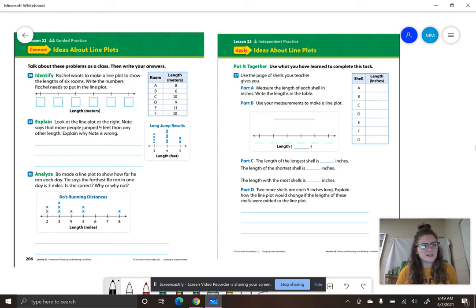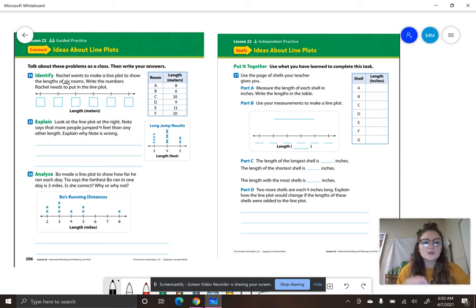It says Rachel wants to make a line plot to show the lengths of 6 rooms. Write the numbers Rachel needs to put in the line plot. All right, so let's look, Smarties. We have our rooms. There are 6 rooms, A through F. And our numbers are 8 meters, 6 meters, 10 meters, 9, 11, and 10.